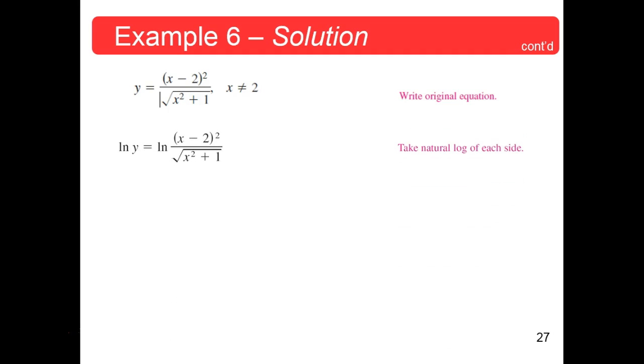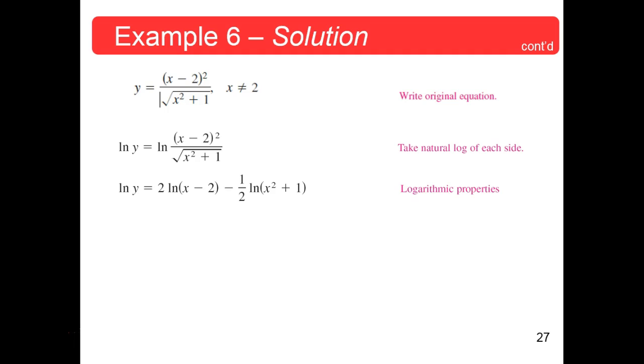Okay, take the log of both sides. So log of y is log of that. And then they skipped the intermediate step and went straight to the difference of the logs and then the power and that kind of stuff. So 2 times the log of x minus 2, minus 1/2 times, because this is actually minus 1/2. The log of a quotient is the difference in the logs, so that's where the difference comes from. 1/2 log of x squared plus 1.